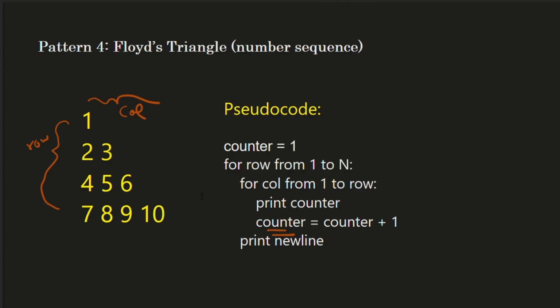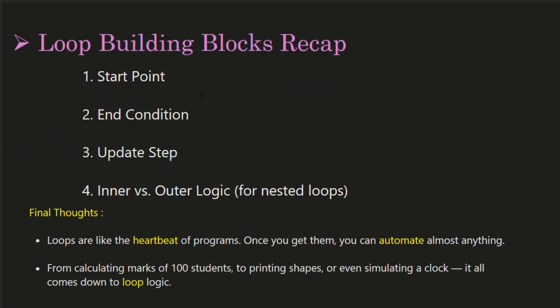These patterns aren't just for fun. They build your logical thinking and help you understand nested repetition. Loop building blocks recap. Let's quickly revise how to think for a loop-based approach. 1. Start point. 2. End condition. 3. Update step. 4. Inner versus outer logic for nested loops. If you can answer these 4 in your mind, you can crack any loop-based question.